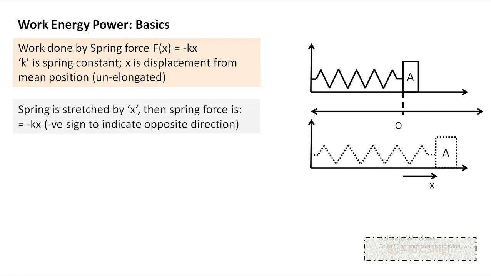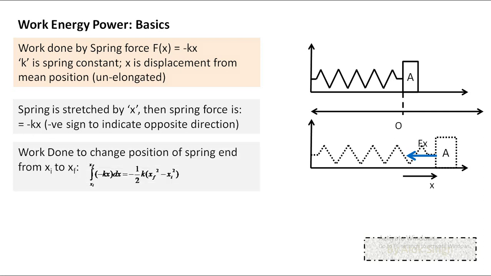Suppose we stretch the spring by distance x. Which direction will the spring force act? The spring force will act in the direction towards the mean position, or in a direction opposite to displacement. Hence the negative sign. The negative sign indicates opposite direction. This is one dimensional motion, so a plus or minus sign is adequate to indicate the direction of the vector.